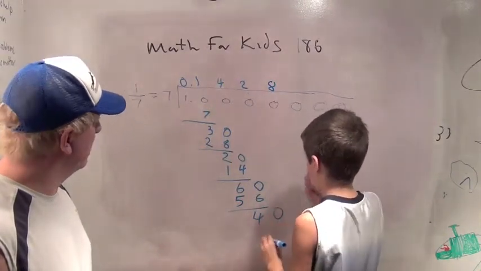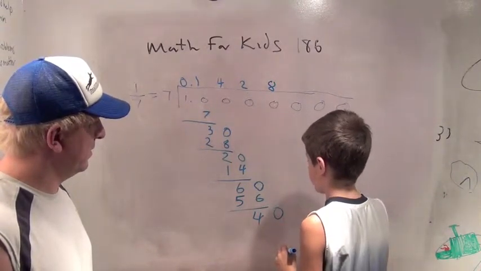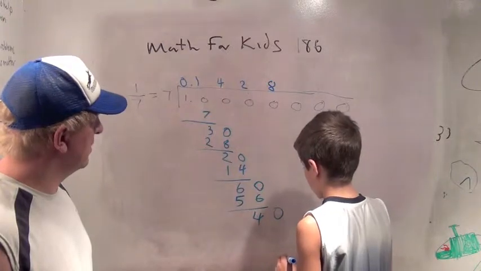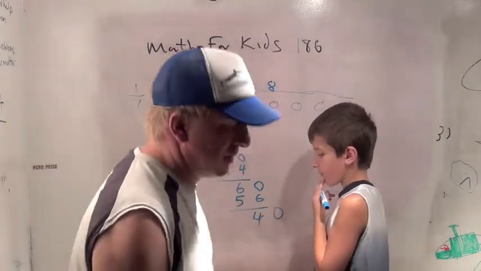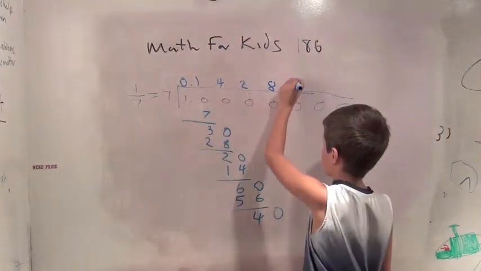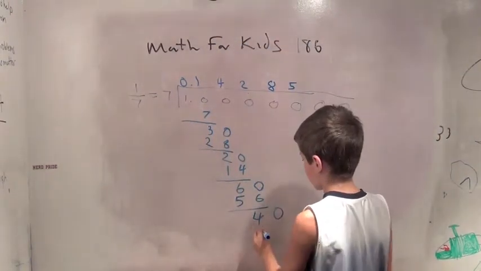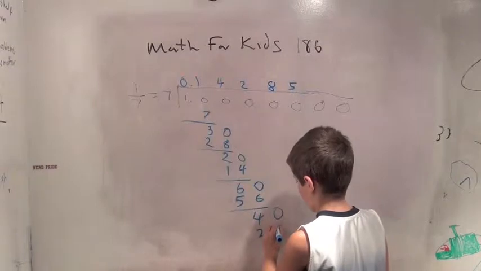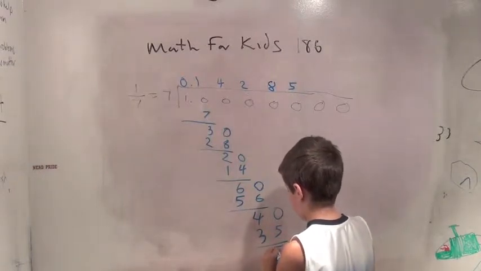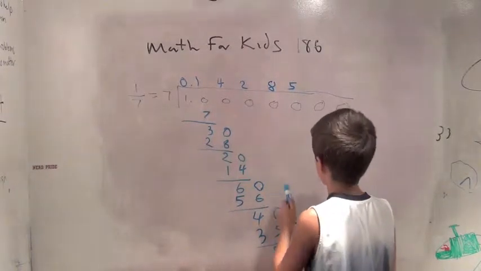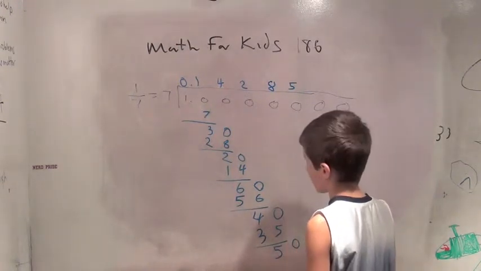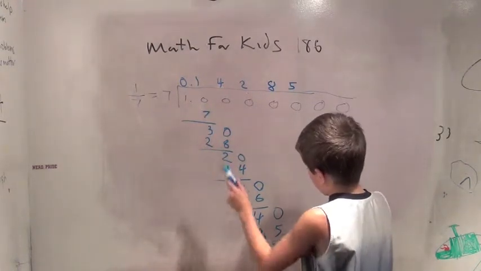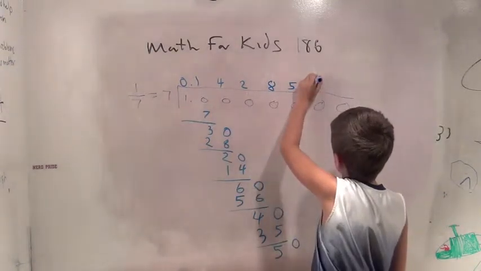7 goes into 40. 7 times 5 is 35. Good. Bring down that 0. Alright. 7 goes into 50. 7 times 7 is 49.